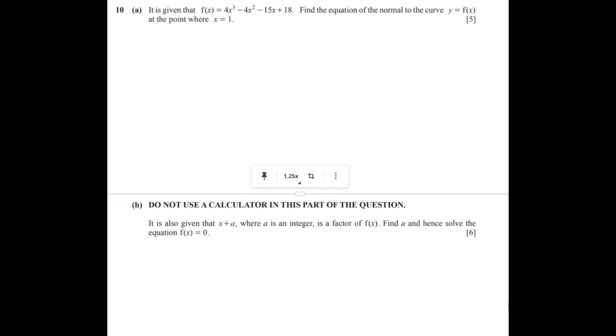All right, finally to question number 10. And if you've made it this far, good for you. Just a little more endurance to go and a few more marks to get.